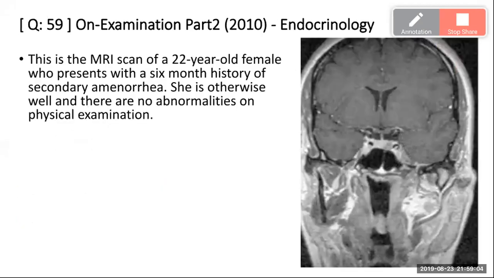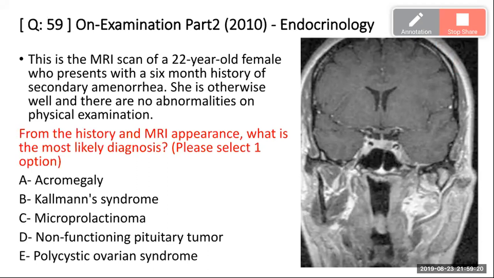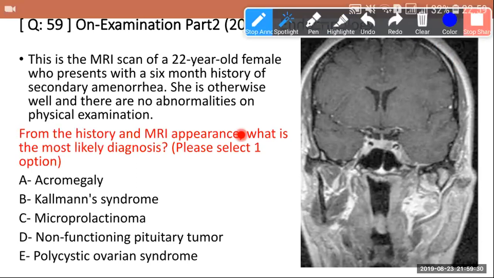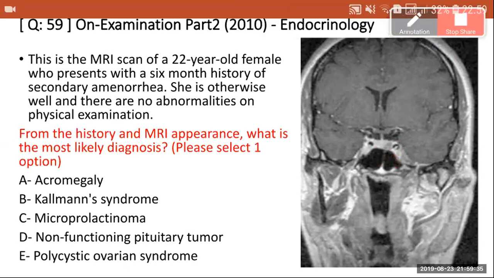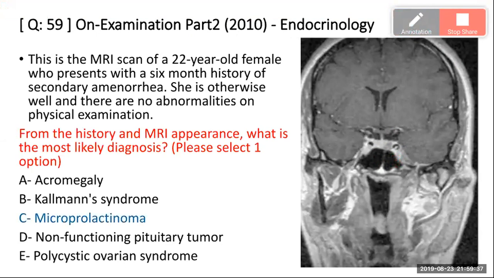Another question here. This is the MRI scan of a 22-year-old female who presented with a 6-month history of secondary amenorrhea. She is otherwise well, and there are no abnormalities on physical examination. From the history and MRI appearance, what is the most likely diagnosis? Acromegaly? Microadenoma. Yes, it is microadenoma, C. Here it is. Microprolactinoma.